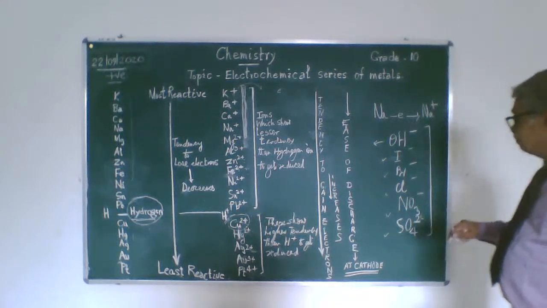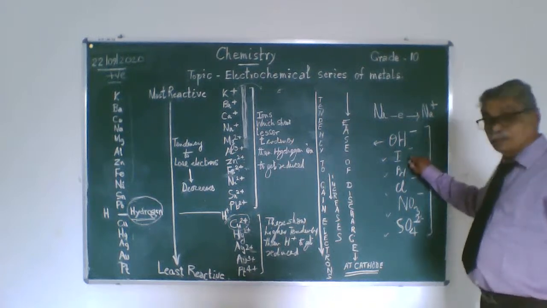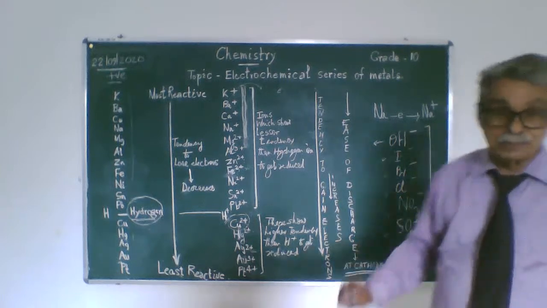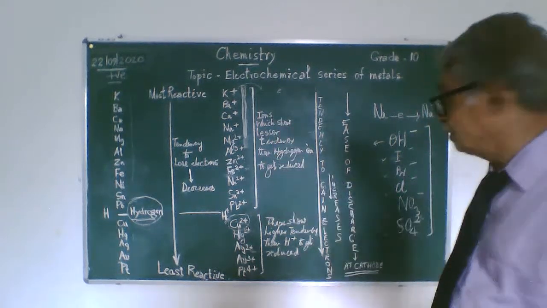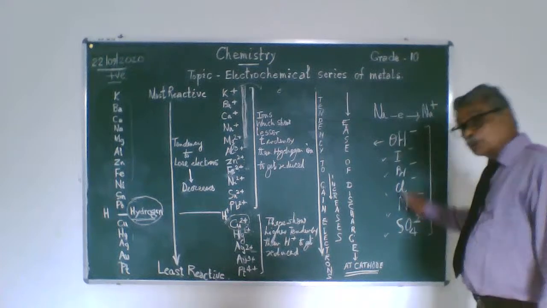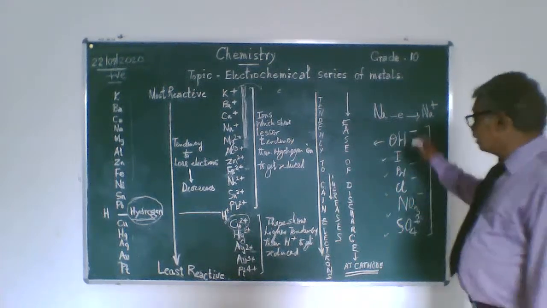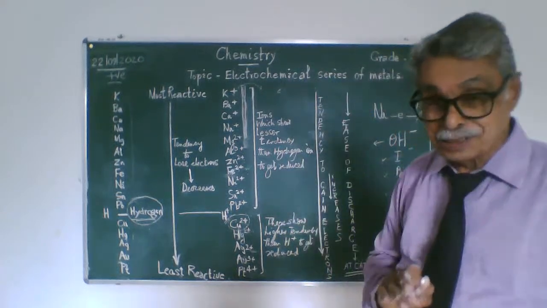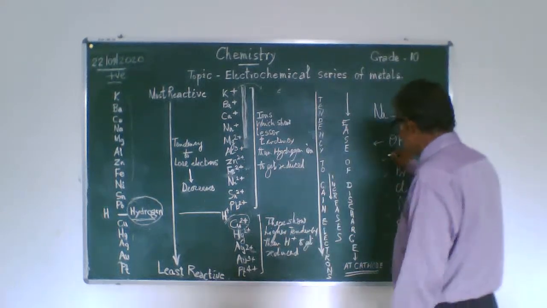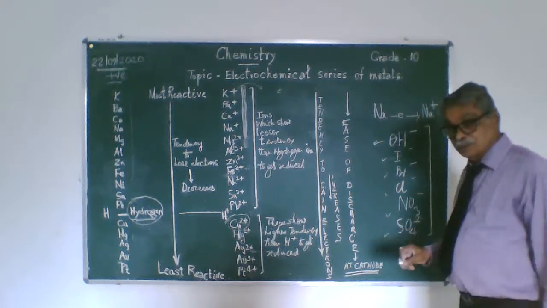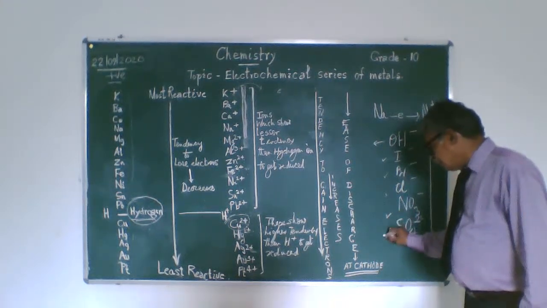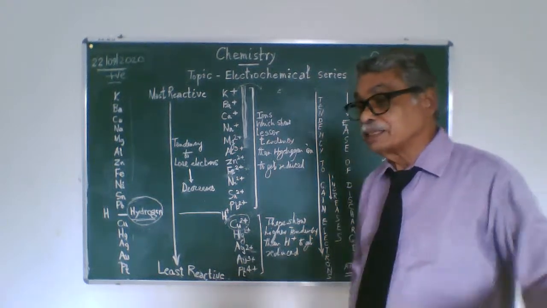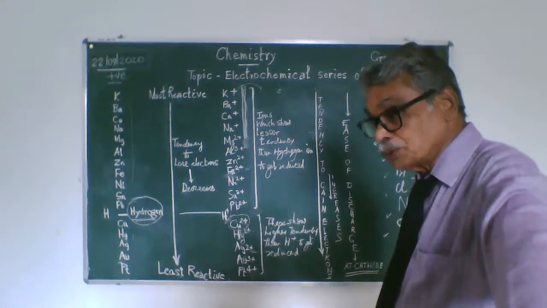Hydroxyl ion, iodide ion, bromide ion, chloride ion, nitrate ion, and sulfate ion. That is the order in which these will be discharged from a solution also. If there is an OH ion in the solution, that will be the first to get discharged during electrolysis. Then may come the iodide ion, bromide ion, chloride ion. Next, the nitrate ion. And last, the sulfate ion. Sulfate ion will not easily get separated from the solution.